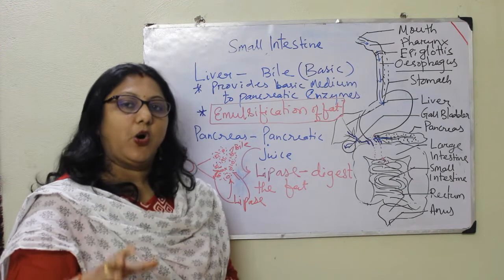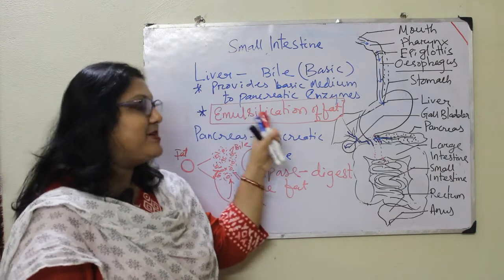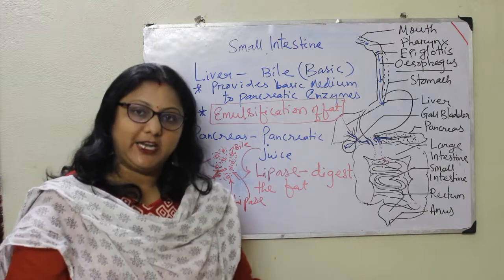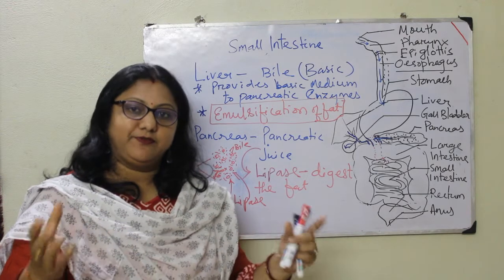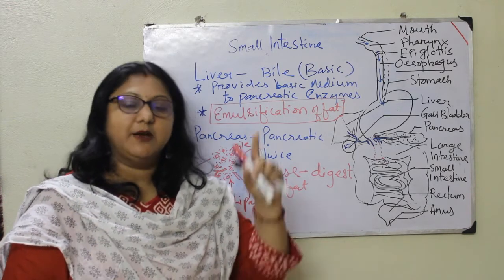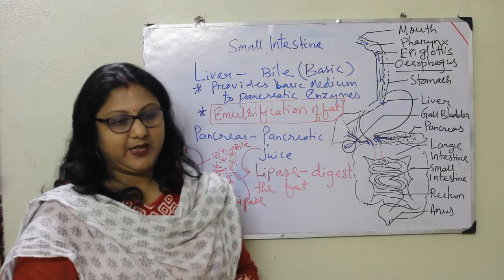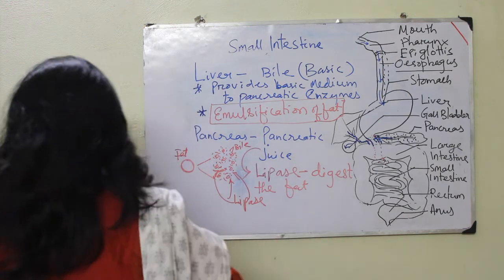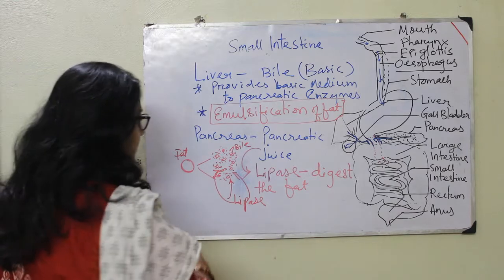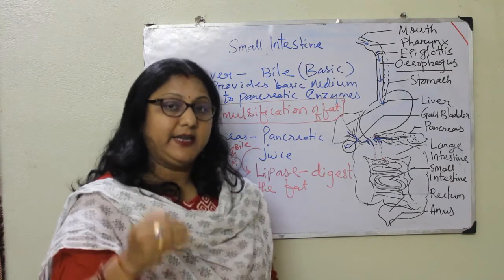So lipase always acts on emulsified fat, not directly on the fat, emulsified fat. So for the action of lipase, bile is necessary. Clear? Okay, now let us see what are the functions of this pancreatic juice or pancreatic enzymes.